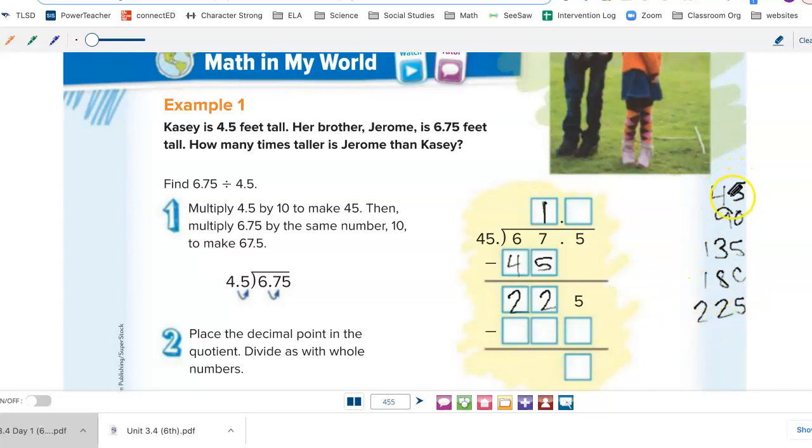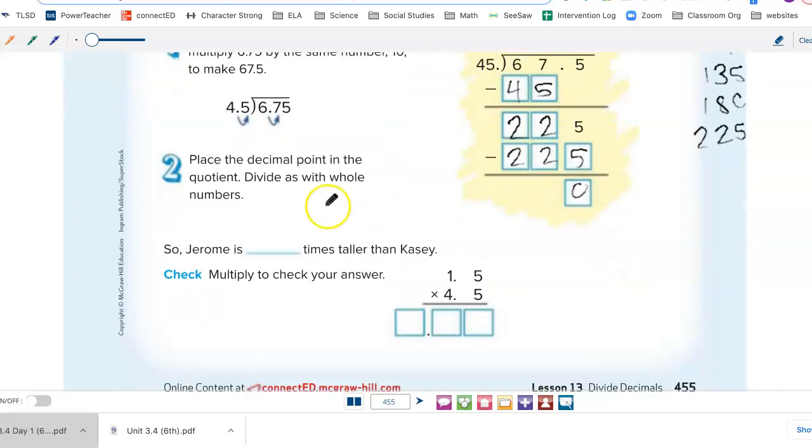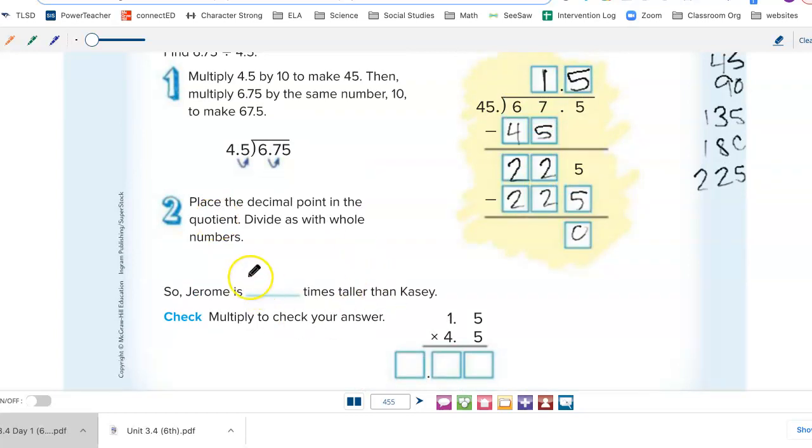So how many times was that? 1, 2, 3, 4, 5. So you can see there my estimation would have been a little bit off, but the multiples chart helped me. And then 5 times 45 is 225. And I subtract and I'm done. So Jerome is 1.5 times taller than Casey.